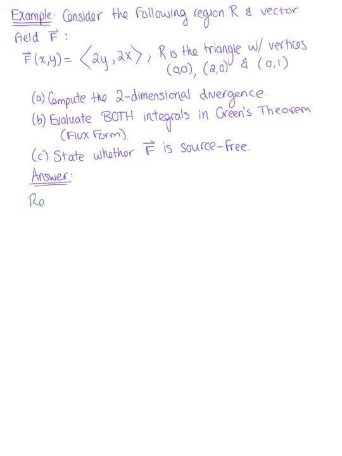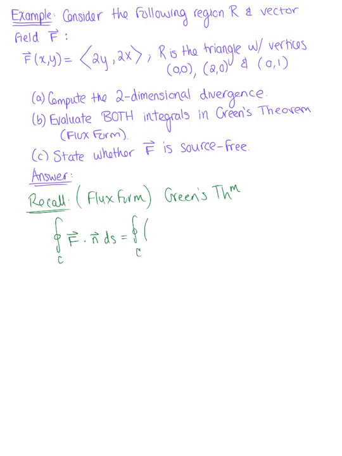So we want to start here by recalling the flux form of Green's theorem. With the flux form of Green's theorem, we are taking the line integral over the closed curve C of our vector field F dotted with the normal vector integrated with respect to the arc length. You can use an equivalent form here. Again, the line integral over the closed curve C of f dy minus g dx. So this is the flux line integral.